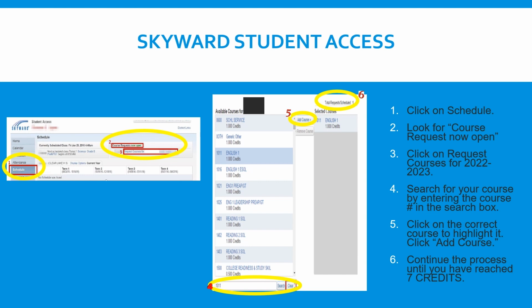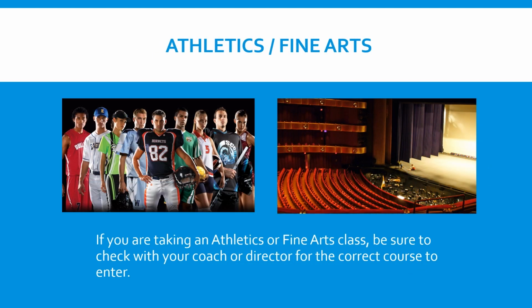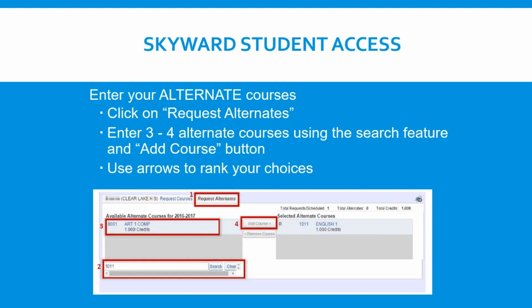Now you're ready to enter your courses. Be sure you have the course numbers. That's how you'll find your courses to enter. If you're taking an athletics or fine arts class, be sure to check with your coach or director for the correct course number to enter. Remember to enter your alternates. 3 to 4 alternates must be entered.